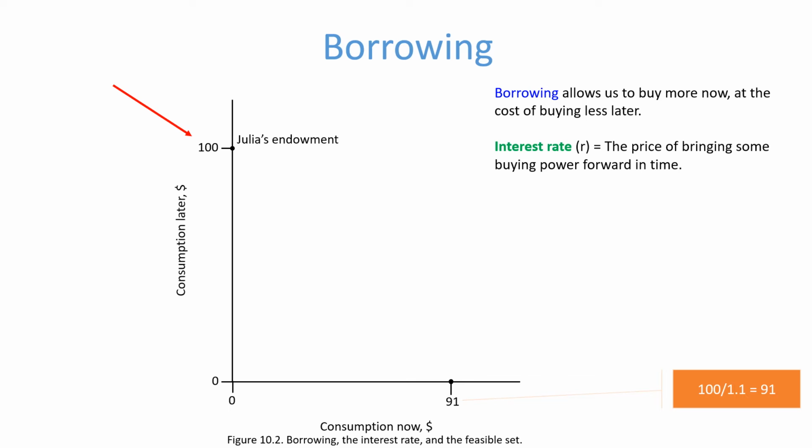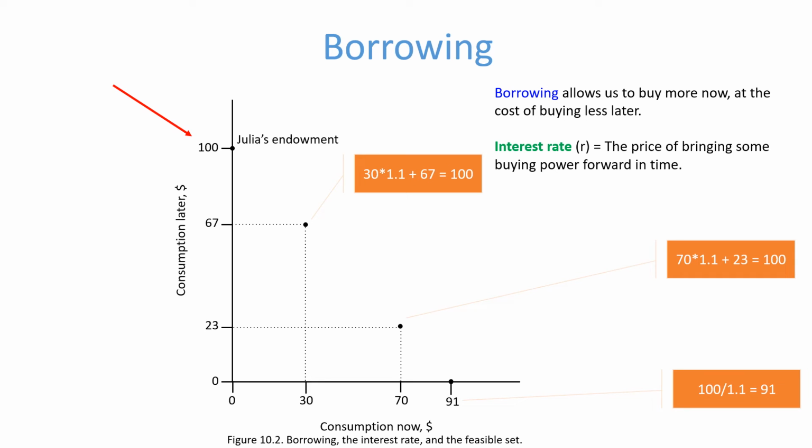We can draw other combinations of Julia's capacity to consume things now and later. At the interest rate of 10%, she could, for example, consume 70 now and 23 later. Or she could consume 30 now and 67 later. All of her possible combinations of consumption now and consumption later gives the feasible frontier, which is the boundary of the feasible set when the interest rate is 10%.